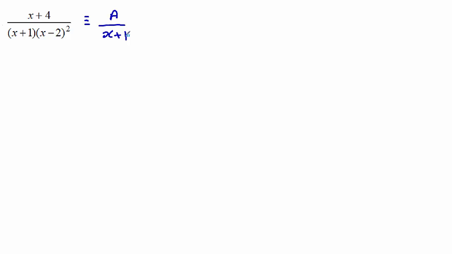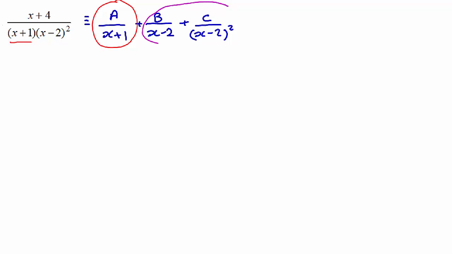Now we need two terms to deal with the repeated factor. And what we do is B over x minus 2 and then C over x minus 2 squared. So the thing to remember is this deals with the linear factor of x plus 1, and these two together deal with the repeated factor.